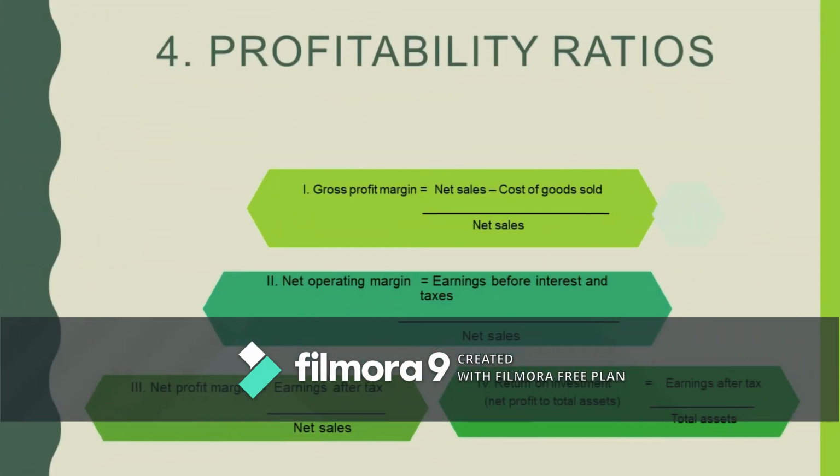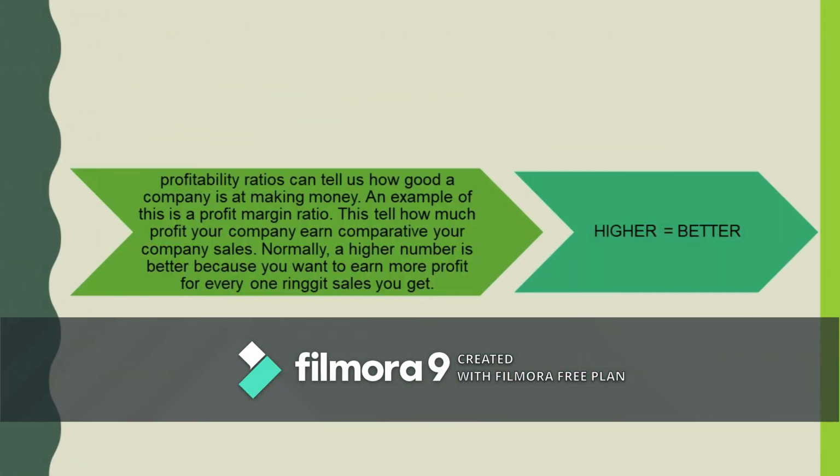Lastly, profitability ratio can tell us how good a company is at making money. An example of this is the profit margin ratio. This tells how much profit your company earned compared to your company's sales. Normally, a higher number is better because you want to earn more profit for every one ringgit of sales you get.